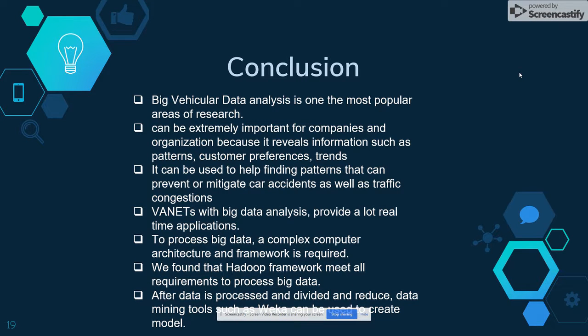So to conclude, big vehicular data analysis is one of the most popular areas of research. It can be extremely important for companies and organizations because it reveals information such as patterns, customer preferences, and trends. It can be used to help find patterns that can prevent or mitigate car accidents as well as traffic congestion.